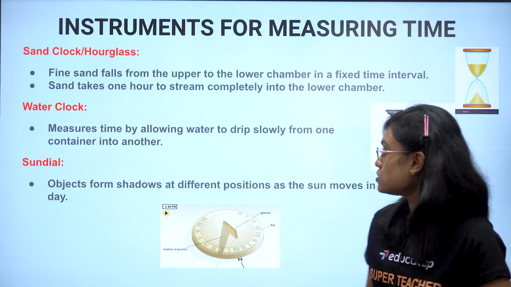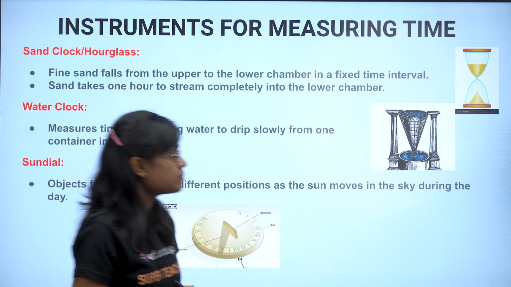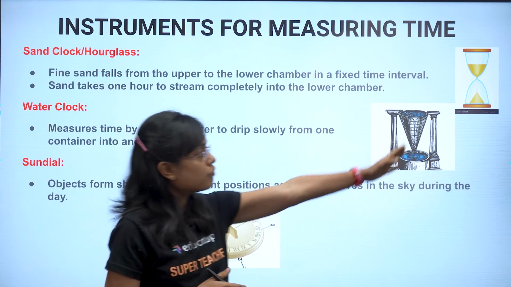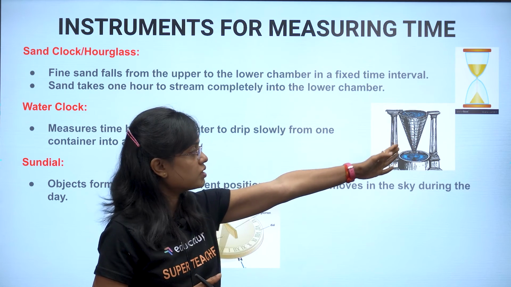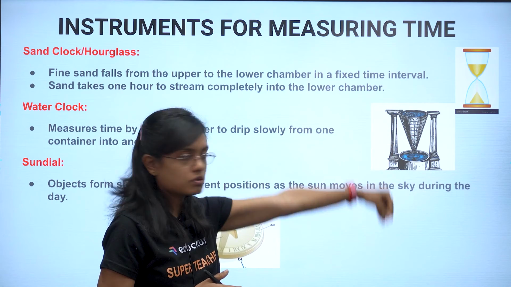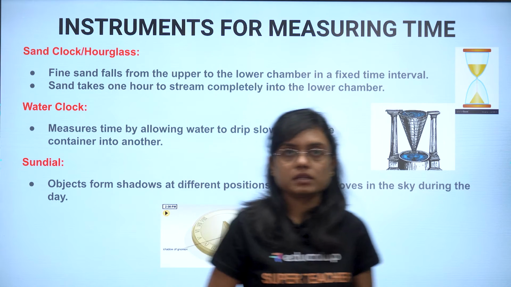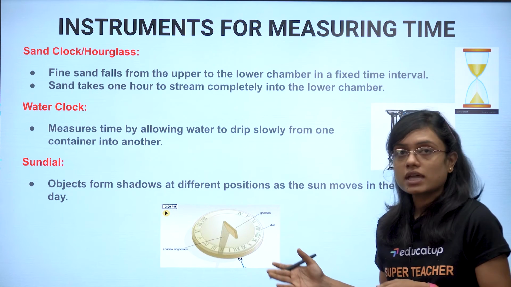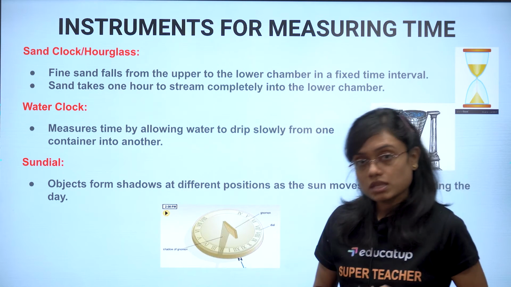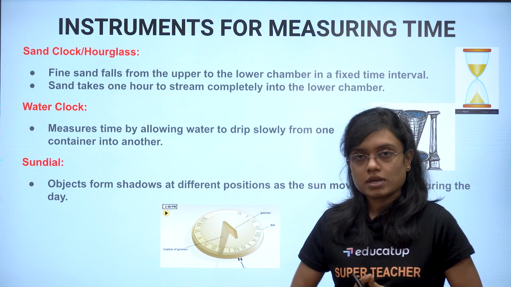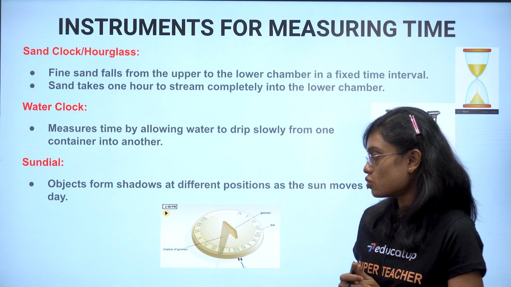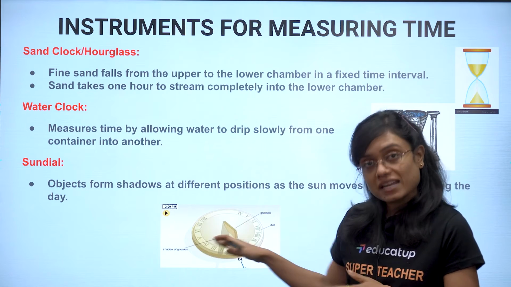Then water clock, as you can see in the picture behind me, is something which was used earlier. Water was filled in a cone-shaped thing, and drop by drop water used to pour into the other container. Then you have sundial, which can also be seen in Jantar Mantar at New Delhi, in Jaipur as well. So sundial is something which shows you the shadow.